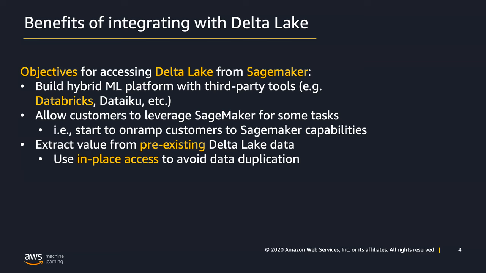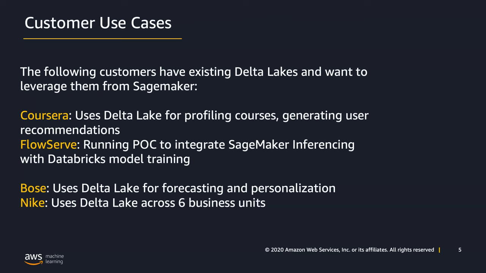Additionally, we want customers to be able to extract value from their pre-existing investment in their Delta Lake, and leverage this in place without having to duplicate the data. So for AWS, we have multiple customers that are using and storing data in Delta Lake. These include some names you may have seen before. Coursera uses Delta Lake for profiling their courses and generating user recommendations. Flowserve is running a large POC right now to integrate the two tools. Bose and Nike, names you have probably heard, are running Delta Lake across their business units.